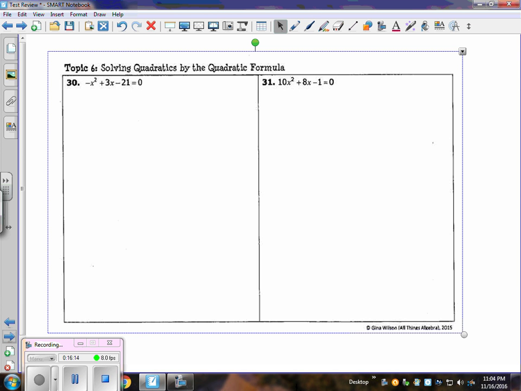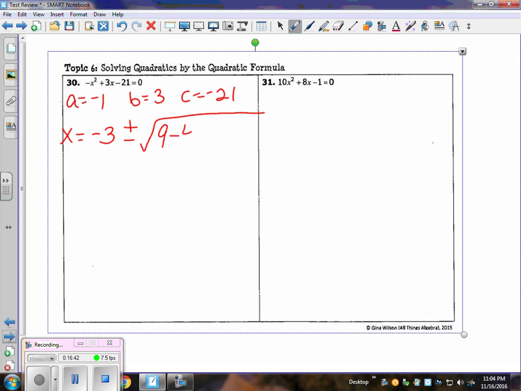Okay, solving quadratics by using the quadratic formula. So here we go. We're going to sing our opposite of b, plus or minus square root b squared minus 4ac all over 2a. All right, so make sure you label first. We got a is -1, b is 3, and c is -21. So x equals opposite of b, -3, plus or minus square root b squared, 9, minus 4 times a times c all over 2 times a.